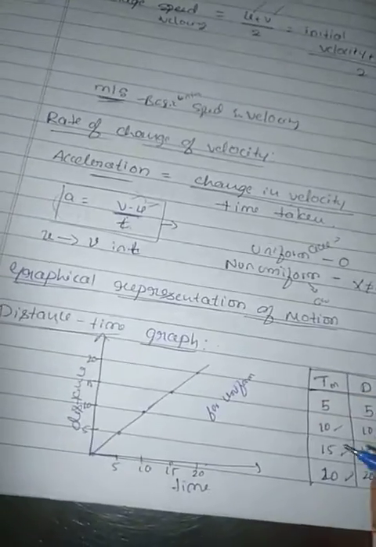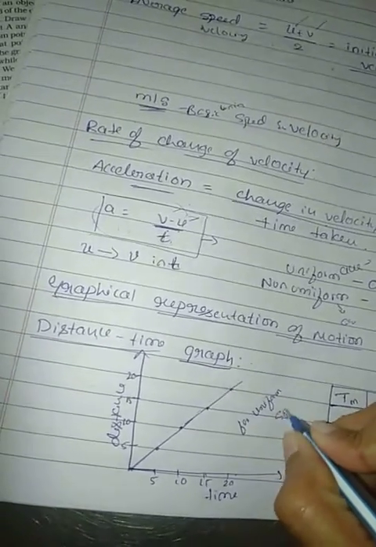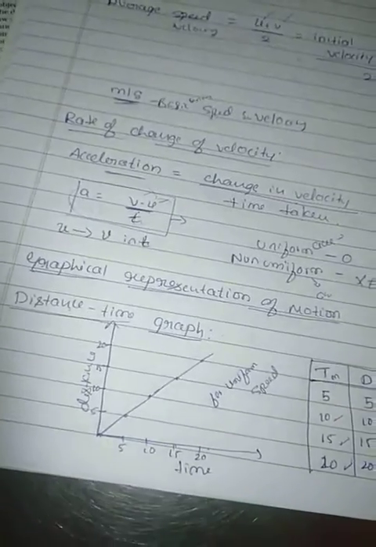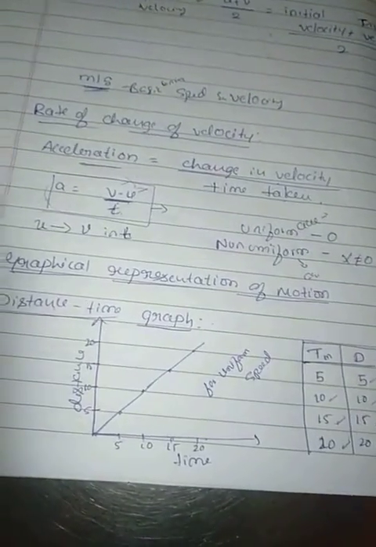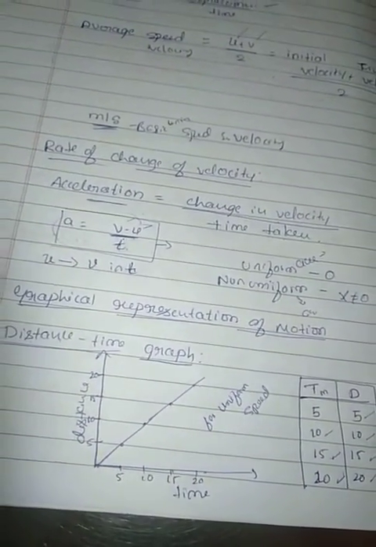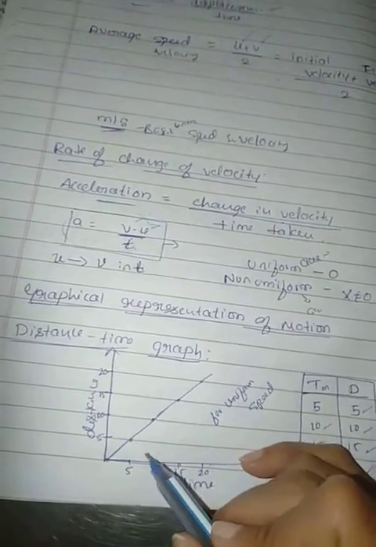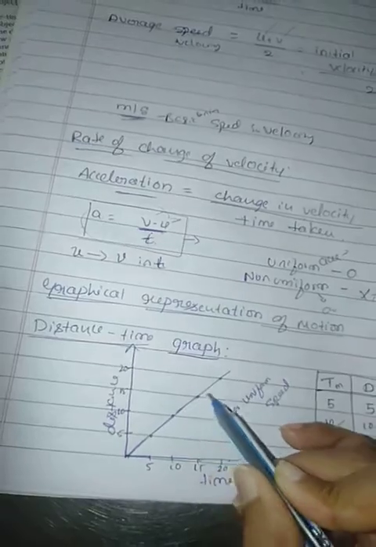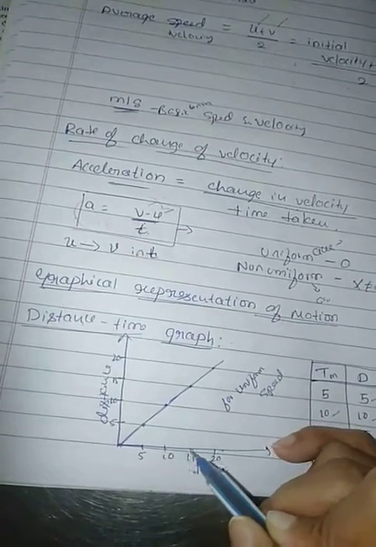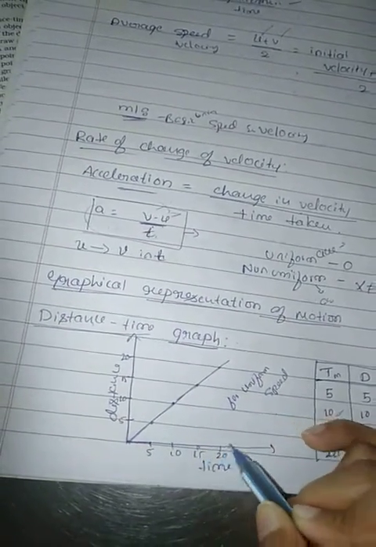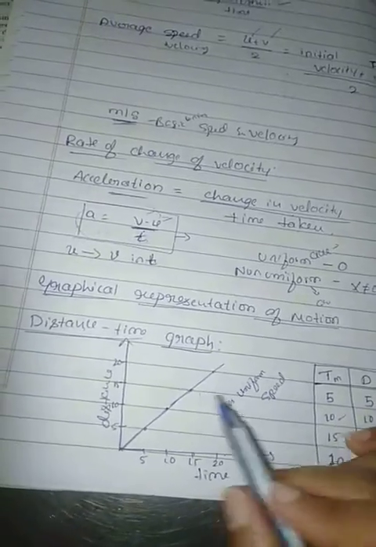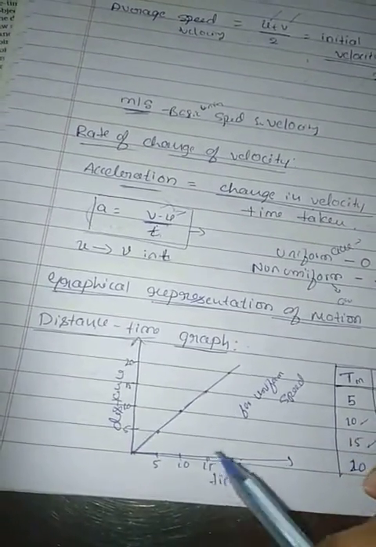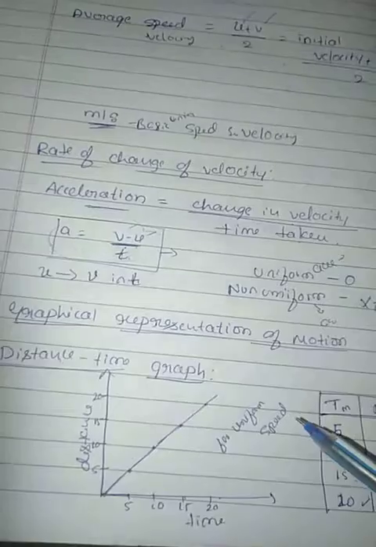Or if the object travels with uniform speed. Uniform speed or uniform motion is nothing but what? The object travels or covers equal distance. See here, equal distance, here 5, this is 5, this is 5, this is 5, in equal intervals of time. Yes, so this is the distance time graph for an object moving with uniform speed.